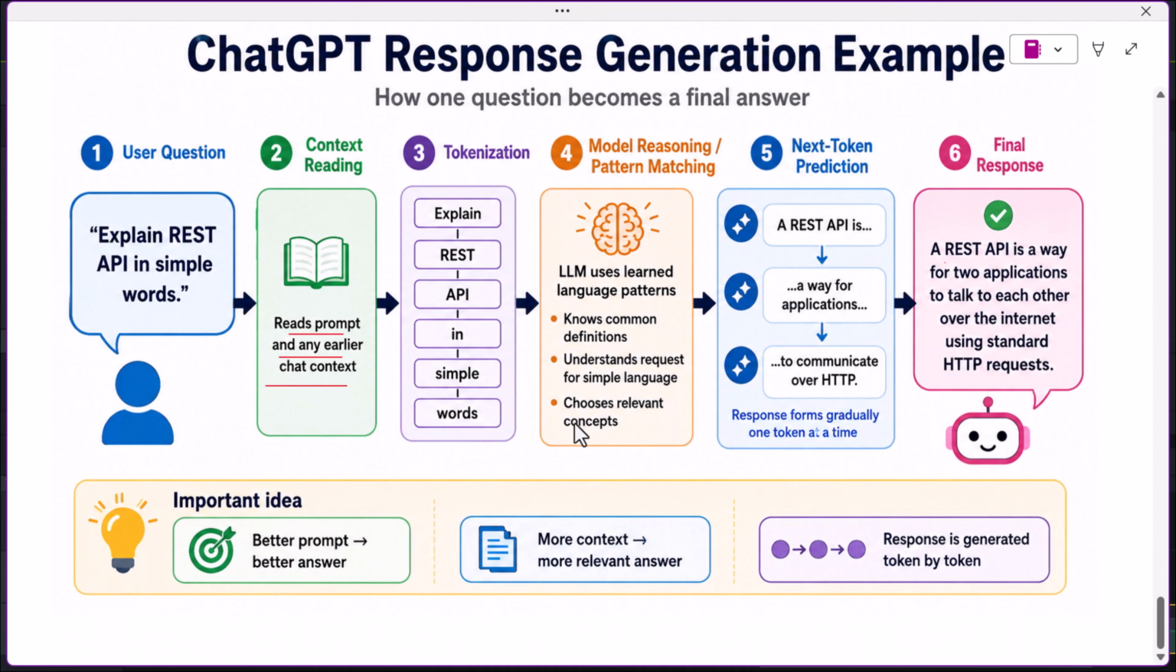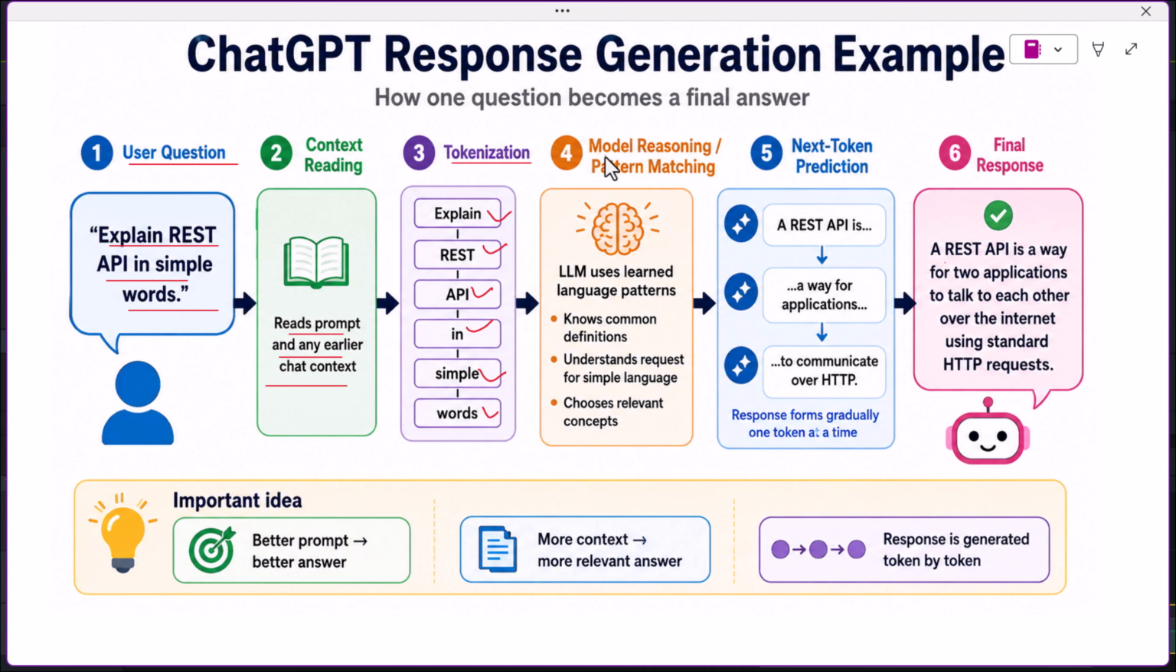Now let's understand the same idea with one simple example. Suppose the user asks, "Explain REST API in simple words." First, ChatGPT receives the user question. Second, it reads the context. It checks the prompt and any earlier chat context. Third, tokenization happens. The question is split into tokens like explain, REST, API, in, simple, and words.